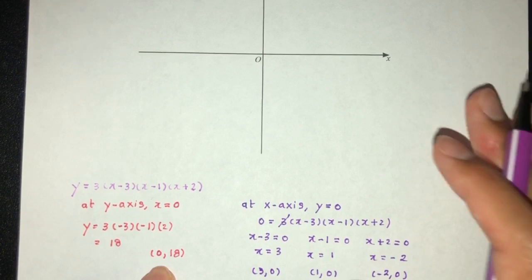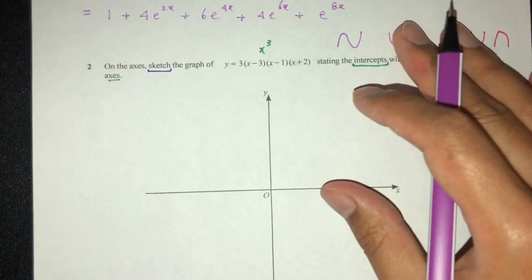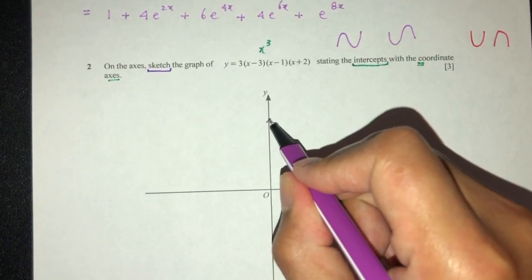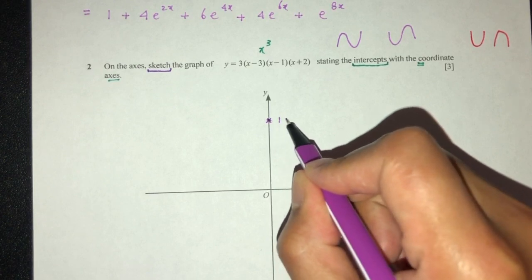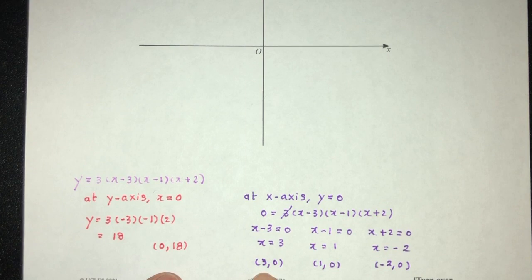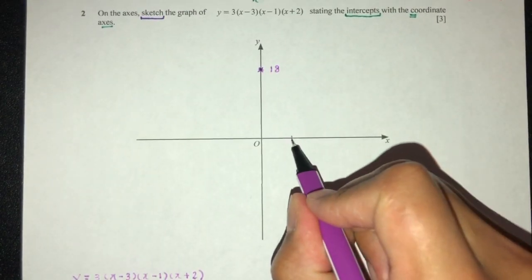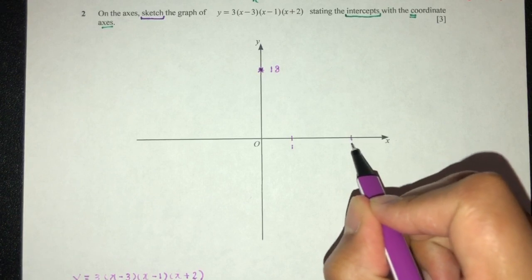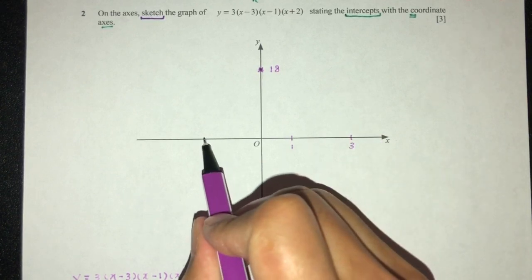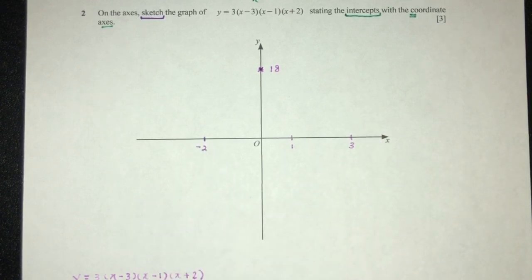So the first point here is (0, 18). Let's say 18 should be somewhere over here. Let's mark this as 18. We have to show 18. And all these points, that will be 3, 1, minus 2. So let's say we have 1 here, we have 3 over here, and then we have minus 2 somewhere over here, for example. It doesn't need to be exact. That's the whole point.